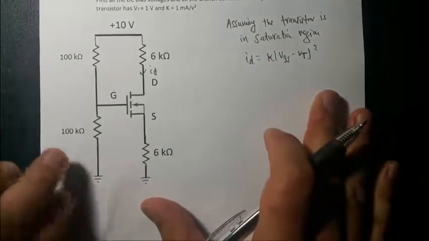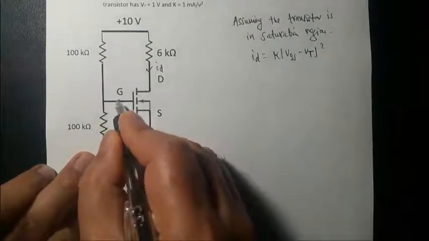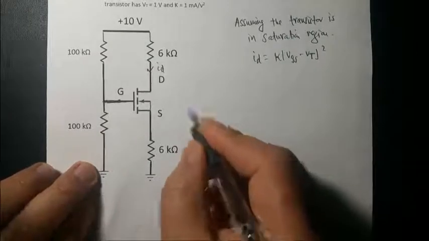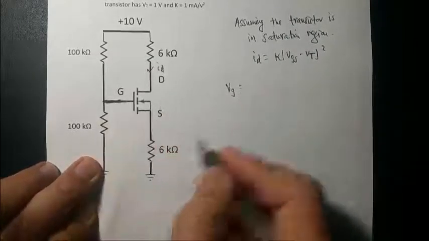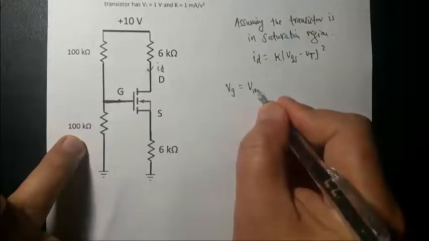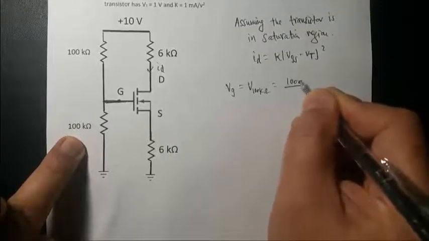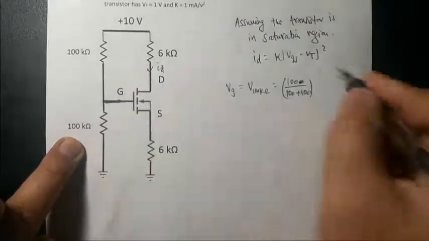But you're going to need a couple of things first. This VG, which is the voltage here at this node from the voltage divider, is just the voltage across the 100 kilo ohm resistor, which is 100 divided by 100 plus 100, times 10 volt.